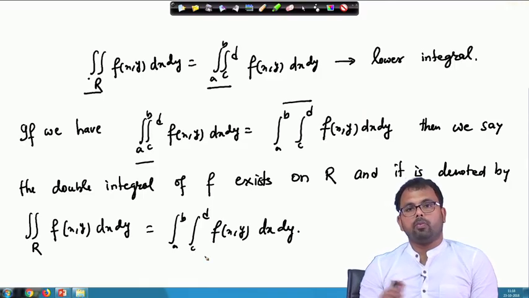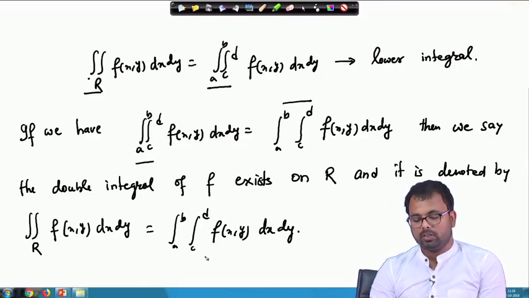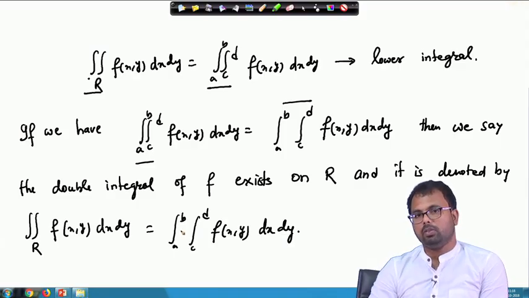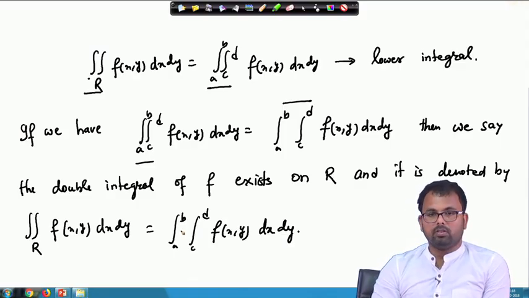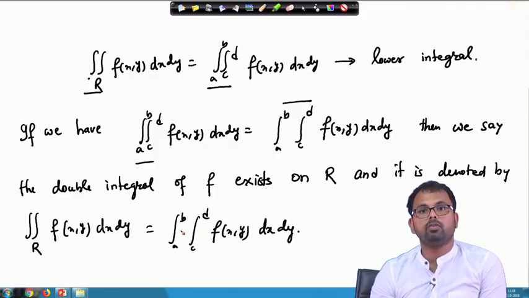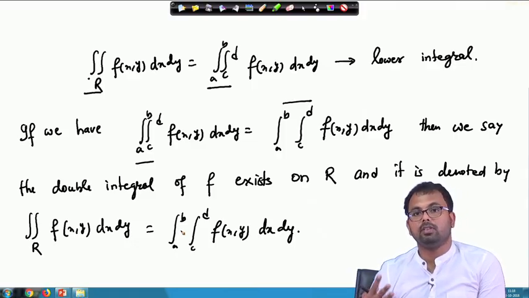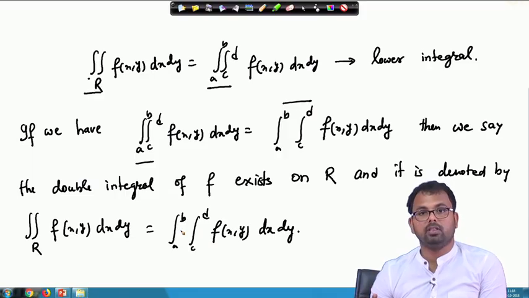So, that is how we define formally the double integral of a function f, which is bounded on the rectangle a to b times c to d. It is a nice way to define it, but there is another question here: how do we evaluate the double integral? It is not only just the definition, but at the same time we have to address how we calculate the double integral.